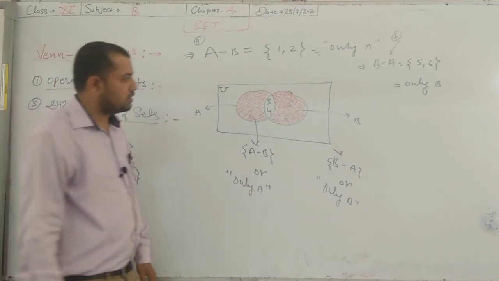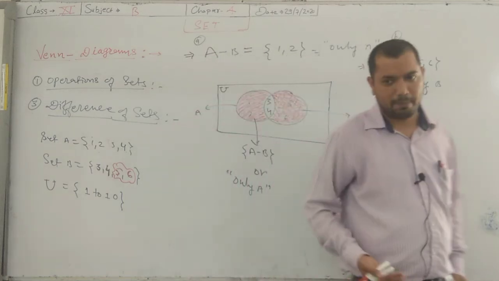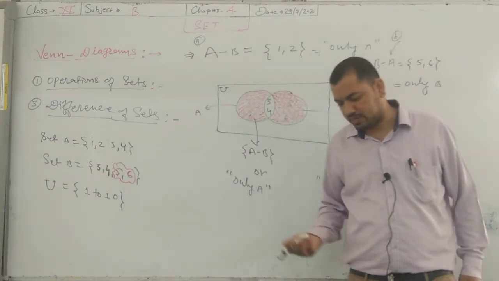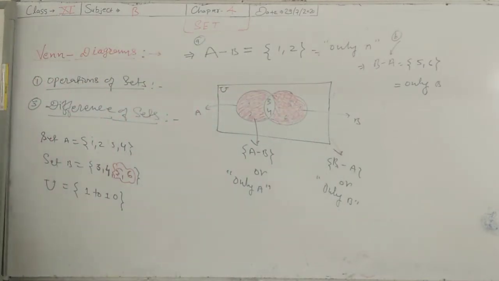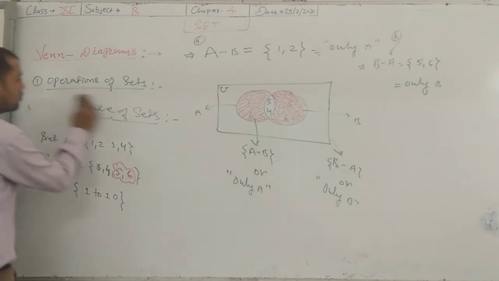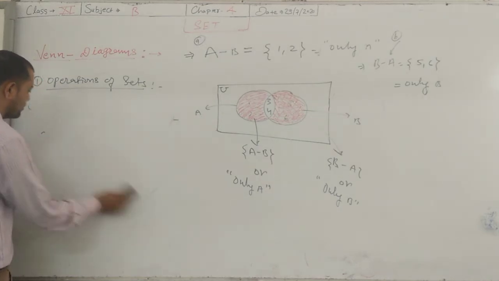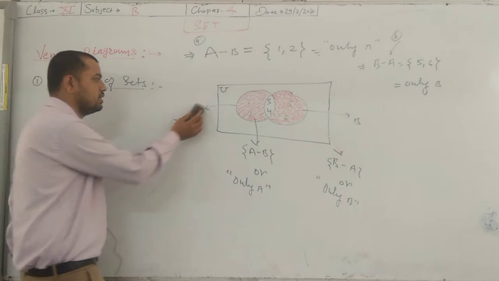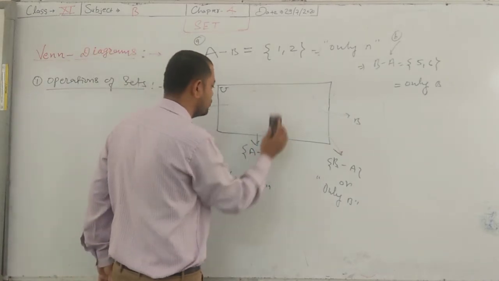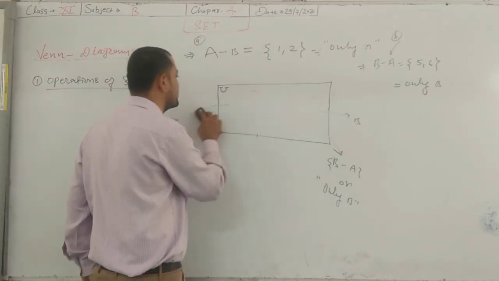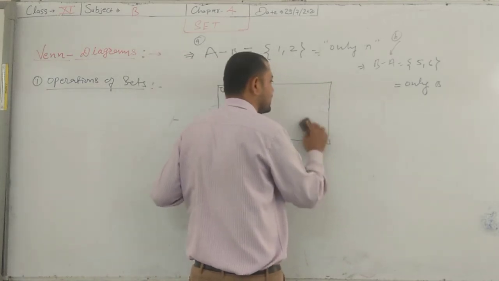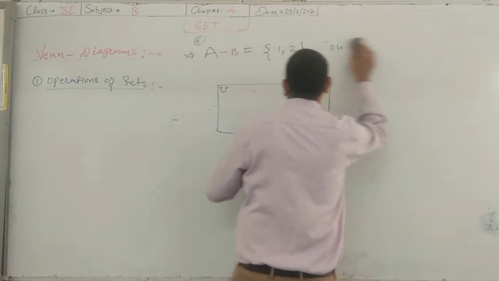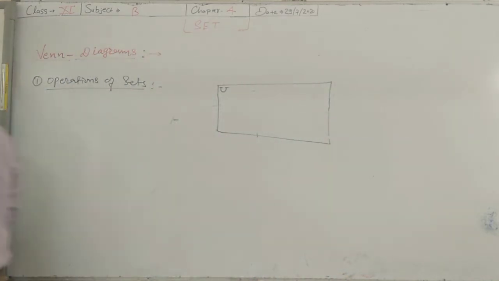Now we move on to the complement of a set. Complement of a set is also a property, an operation of sets. It is the fourth operation, and it is also part of the Venn diagram. Then how do we calculate the complement of a given set A?